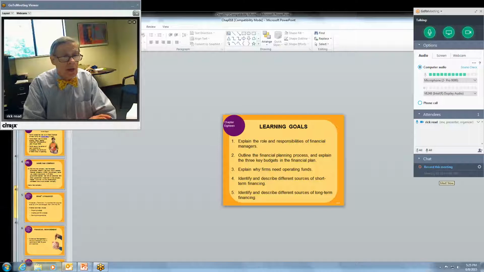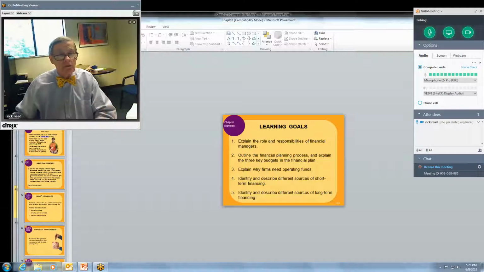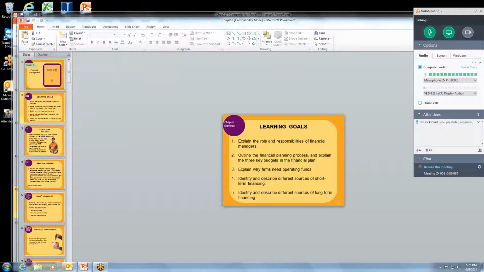Identify and describe different sources of short-term financing, and we're going to talk a lot more about that again next week. Identify and describe different sources of long-term financing. Again, we'll talk some more about that next week as well.